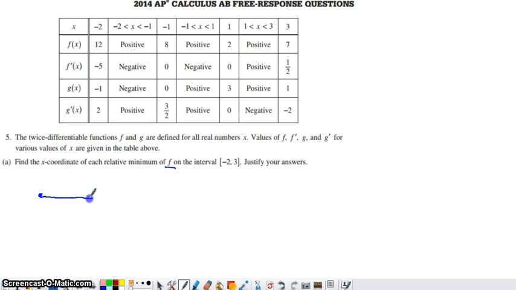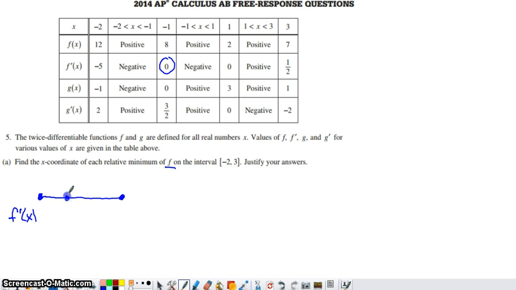If we wanted to do a sign chart for f prime of x, which is what you'd hopefully think to do if you're looking for a relative minimum on f, you'd build a sign chart for f prime. You'd have to figure out where f prime is equal to 0. Well, that's told to you. It says f prime is equal to 0 at, based on this number, at -1.